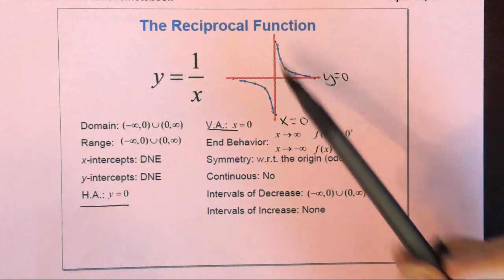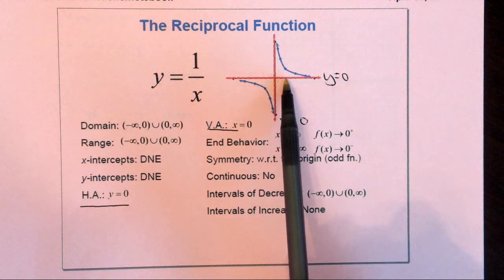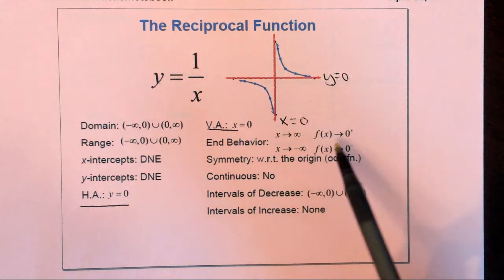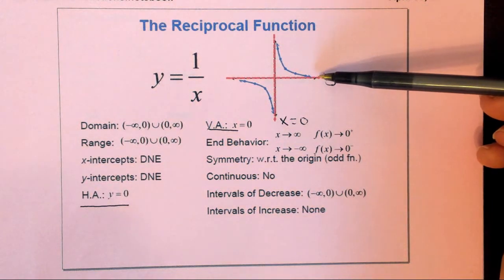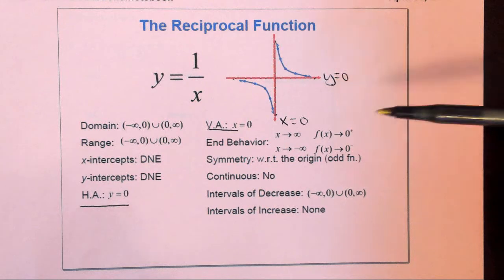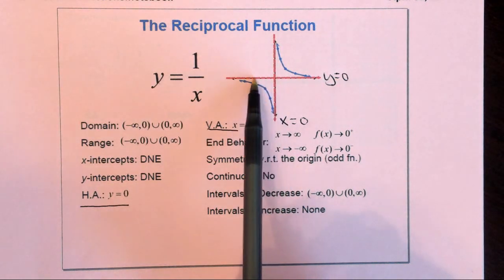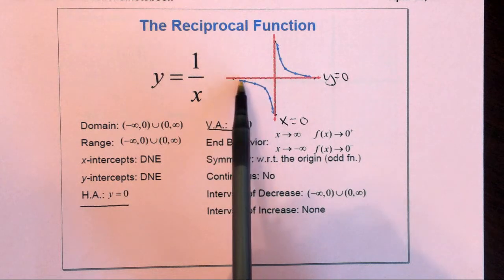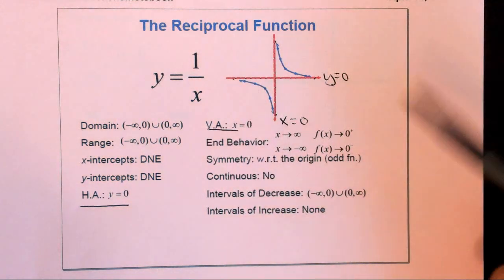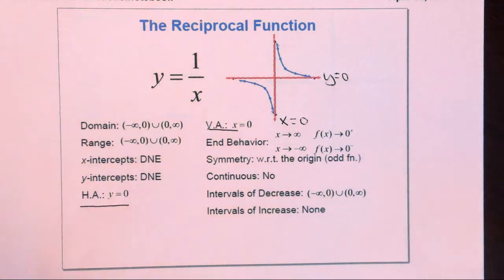The end behavior for the reciprocal function: as x goes off to infinity, your y values are getting closer and closer to 0, but they're right above 0. So since they're above 0, we put a plus 0. And as x goes off to negative infinity, they also get closer and closer to 0, but they're below the x-axis. So we're going to say 0 and put a little negative up here, meaning it's right below it.